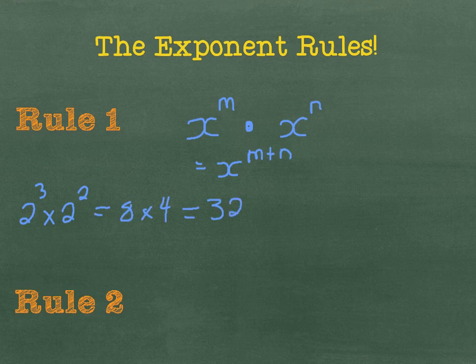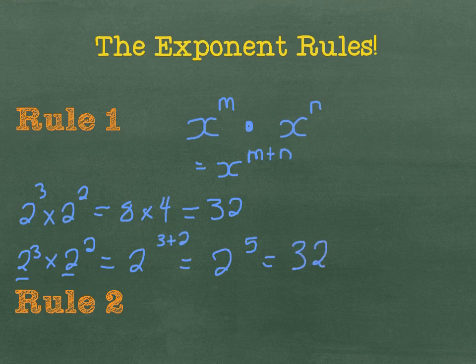But if we do it using our exponent rule, 2 to the power of 3 times 2 to the power of 2, we have the same base, so we are going to add the exponents. And that becomes 2 to the power of 5. And if you use your calculator, 2 to the power of 5 is just 32. So you'll notice that we have the same answer either way. But in general, when multiplying two numbers with the same base, you add the exponents. So that's rule number 1.